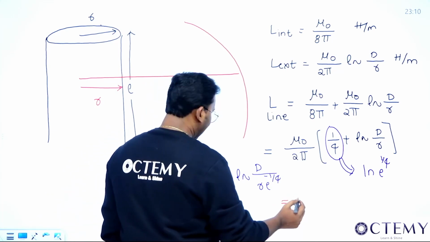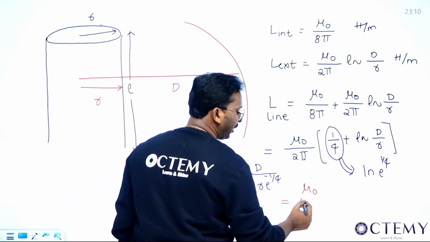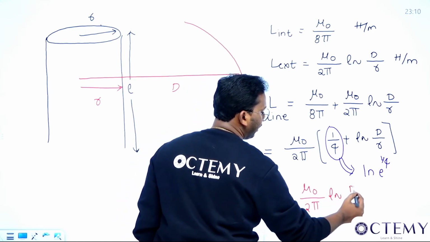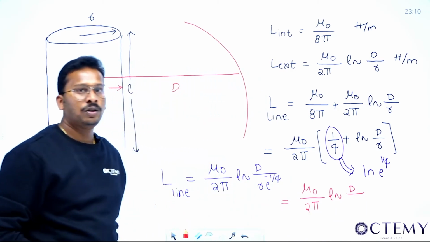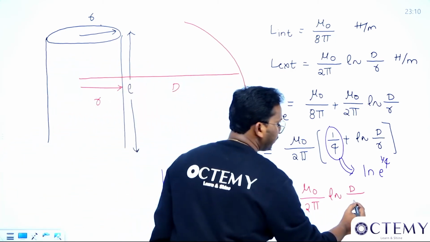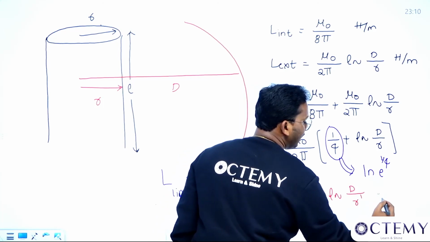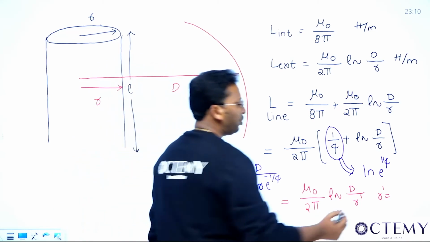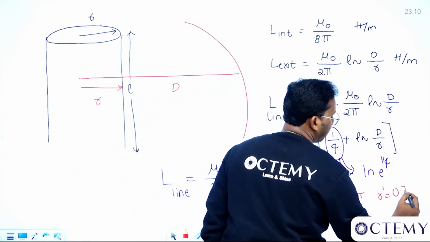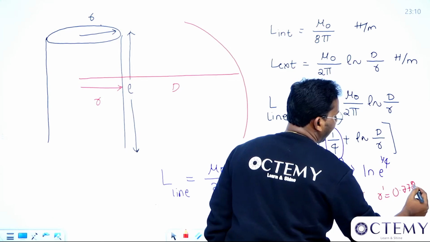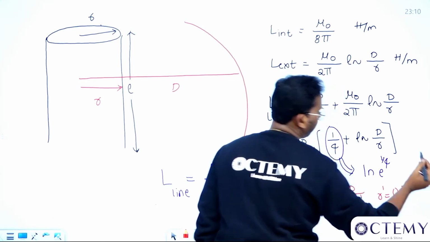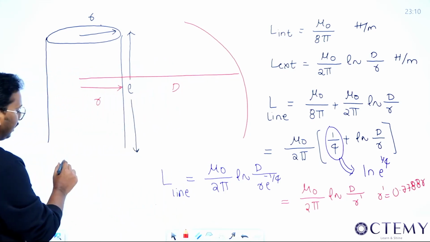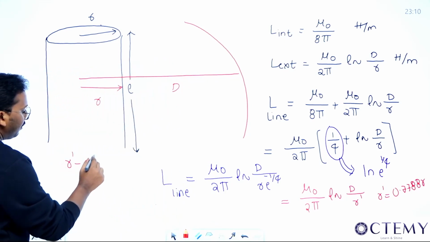The final formula which you'll have to remember is L line is equal to mu naught divided by 2 pi into ln d divided by, I will call this r into e power minus 1 by 4 as r dash. Now what should be the value of r dash? Where r dash is equal to, if you calculate e power minus 1 by 4, it should be 0.7788 into r. This particular r dash is called effective radius.